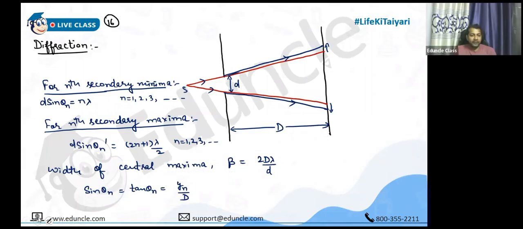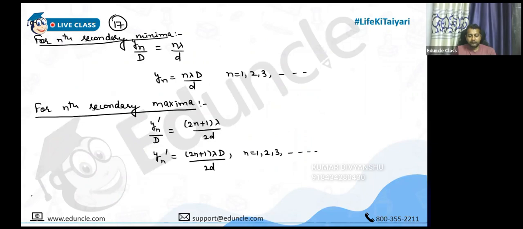And what about the intensity at the maxima and minima? Anyone? Intensity is different, na? Central maxima is the bright one, and then the intensity goes on decreasing for all the secondary maxima depending upon the order. More is the order, lesser will be the intensity. Okay.